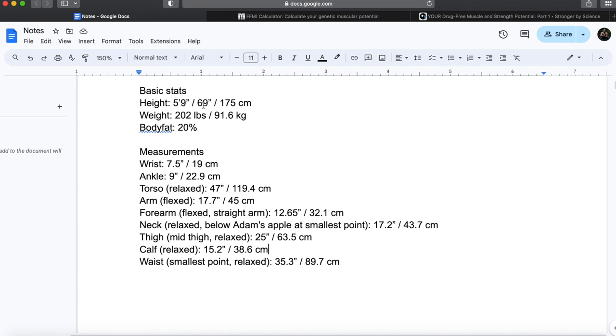5'9", so 69 inches and 175 centimeters. That's my total height. That has never changed since I was probably 14 or something. I'm unfortunately not getting taller, I don't think. We'll see what happens over the next few years, but I don't think that will change. My body weight is 202 pounds, 91.6 kilos. Kilos give me a headache. I can't stand doing the conversion.